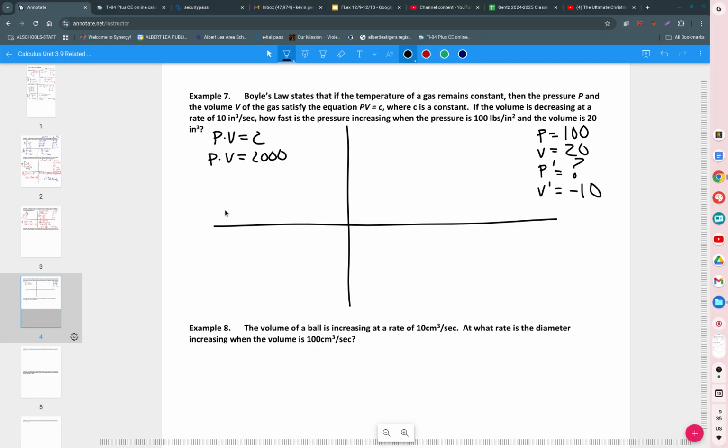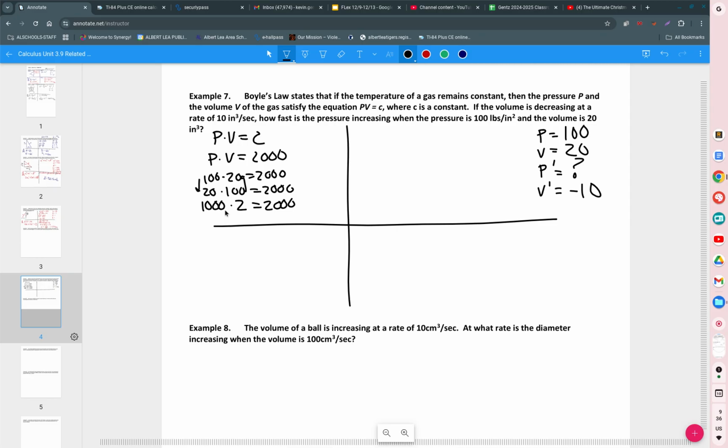So as I try to understand this problem, I realize that I could have 100 times 20 is 2,000. I could have 20 times 100 is 2,000. I could have 1,000 times 2 is 2,000. I could have 40 times 50. You have all sorts of options, right? That's what's happening. This guy always stays the same. These change, okay? How fast are these changing? Notice that if the pressure drops, the volume goes up.